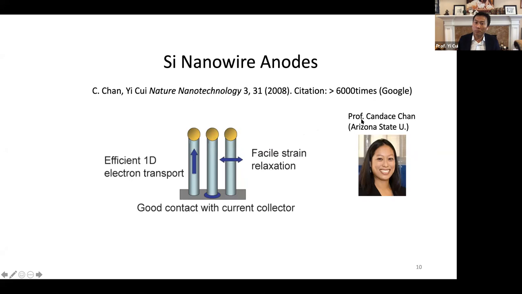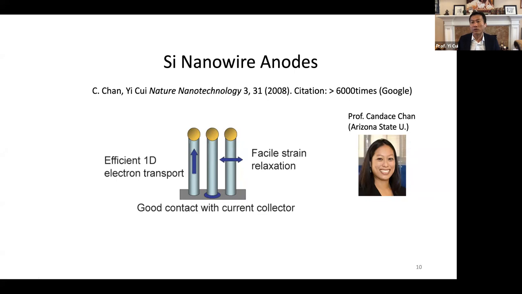This is my first graduate student, Candace Chen. I was telling Candace, in order to solve the problem, going down to nanoscale, we can avoid the breaking problem. Let's grow some silicon nanowire connected with current collector. You can ship electrons in and out and let the volume expansion take place without breaking. That was an initial hypothesis. This turned out to be the paper to start the whole field of nanoscience for energy storage.